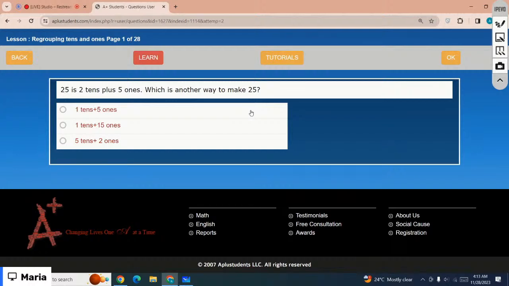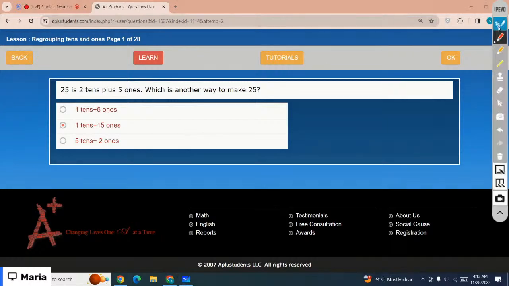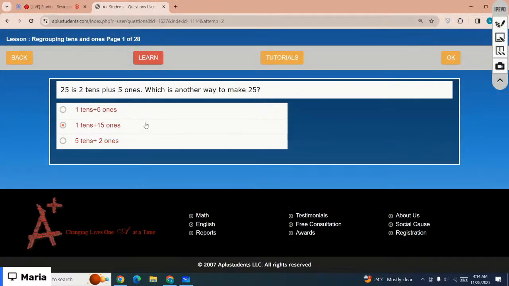The correct option is 1 ten and 15 ones, right? 1 ten means that is a 10, and 15 ones. So when you add 10 and 15 together, they make 25. So option number 2 is the correct option. It is 1 ten and 15 ones. Option 2 is the correct option, right?